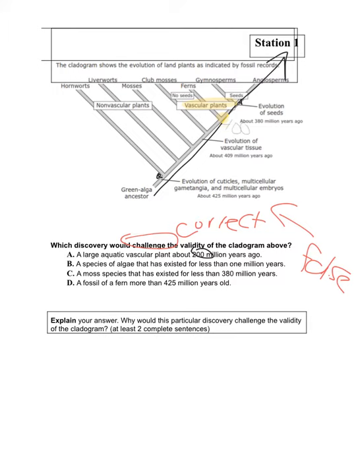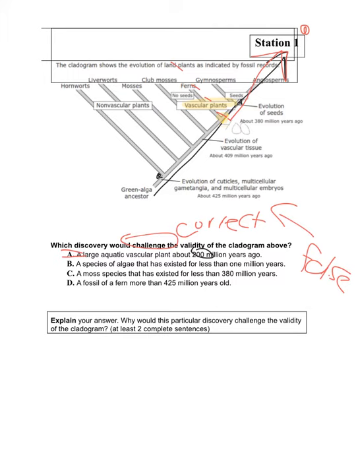Now, remember, whenever we see a trait has evolved, so right here around this dotted line is when the vascular plants evolved. Also, everything that comes after it or evolves afterwards is also going to have that trait. So around 400 million years ago and everything after, I could find a vascular plant. So A says, if I find one 200 million years ago, which is up here, do I expect that? The answer is yes, I expect that. So that is not my answer. It is not going to go against this cladogram.